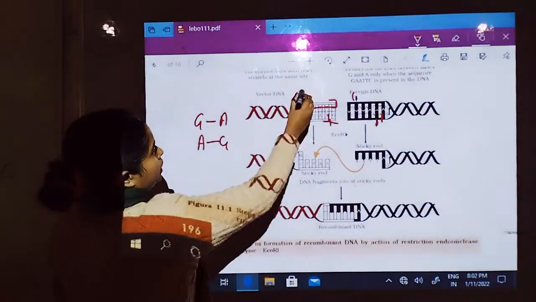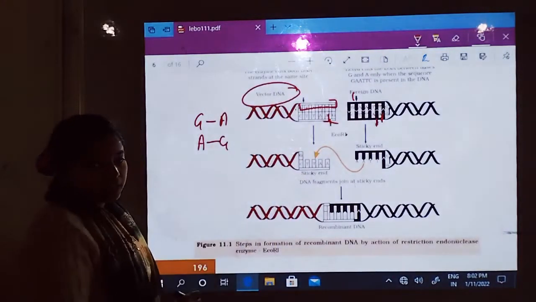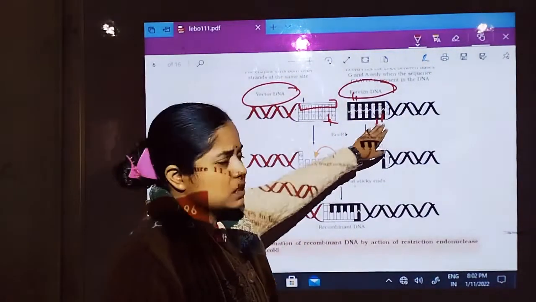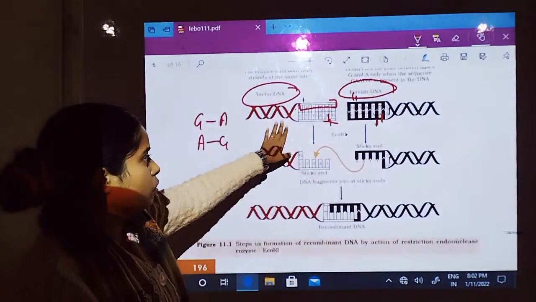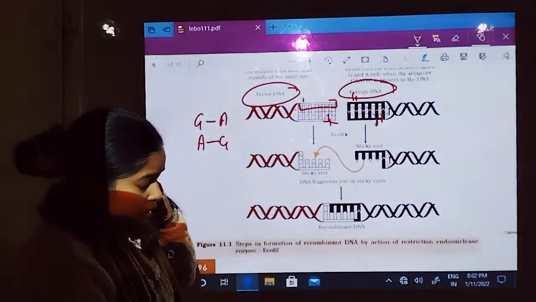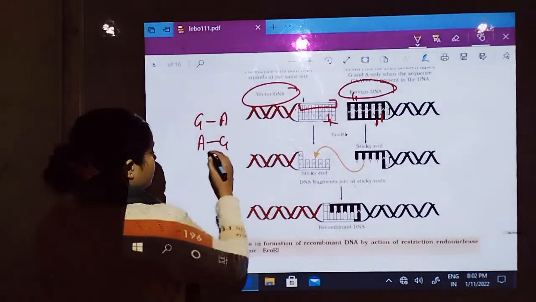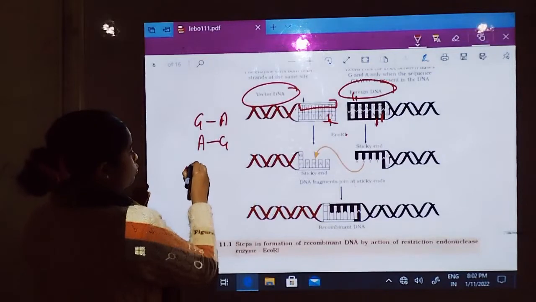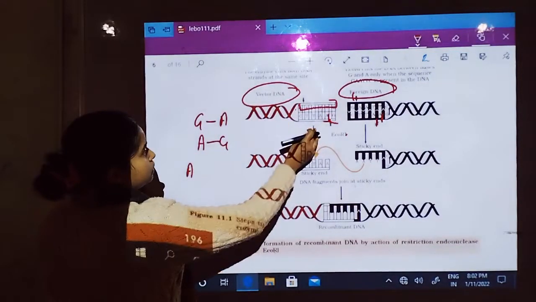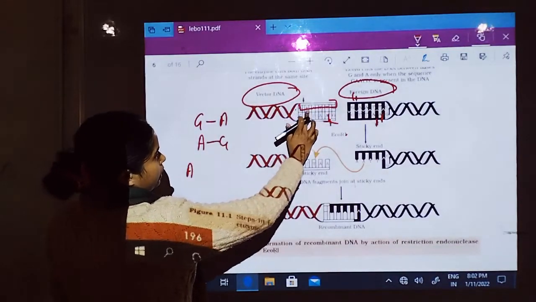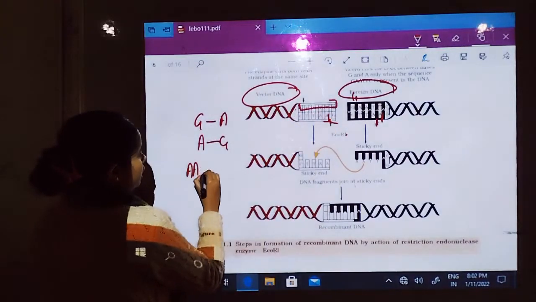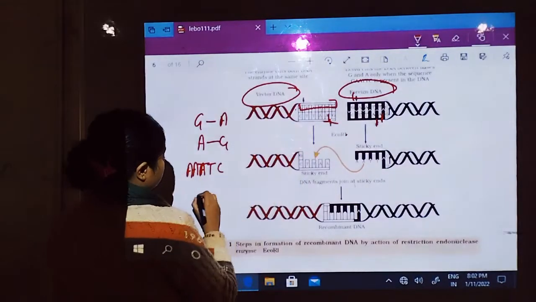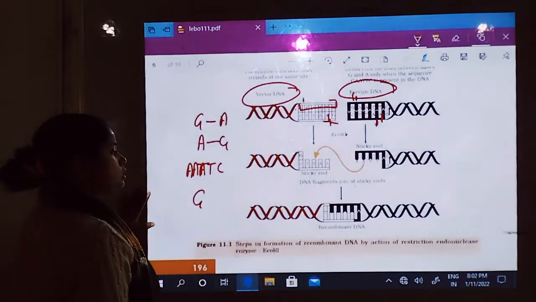desired DNA, or here it is written as vector DNA, or here is foreign DNA. Foreign DNA means the desired DNA, what we want to ligate or introduce into the vector DNA. So now, after the action, from one strand A, T, T, C is removed, while from the other DNA strand only G is removed.